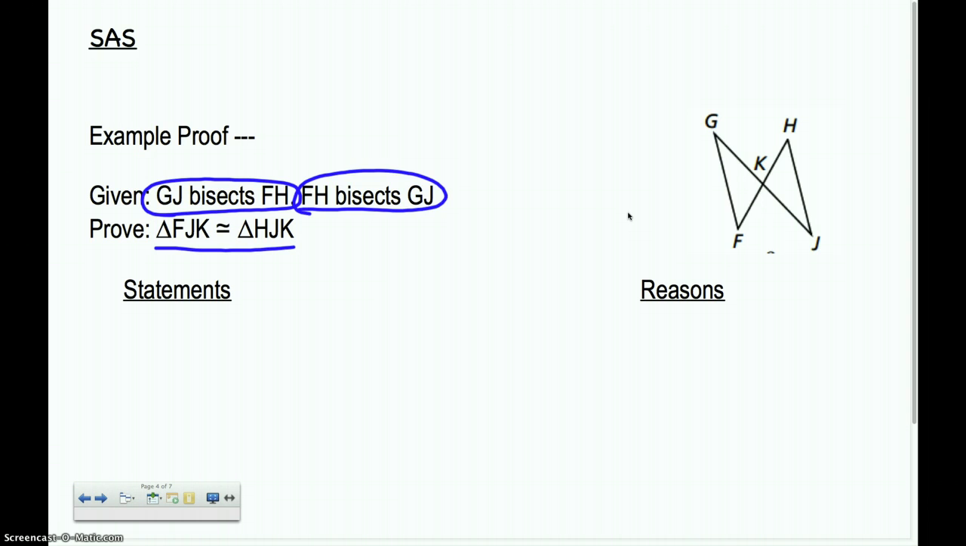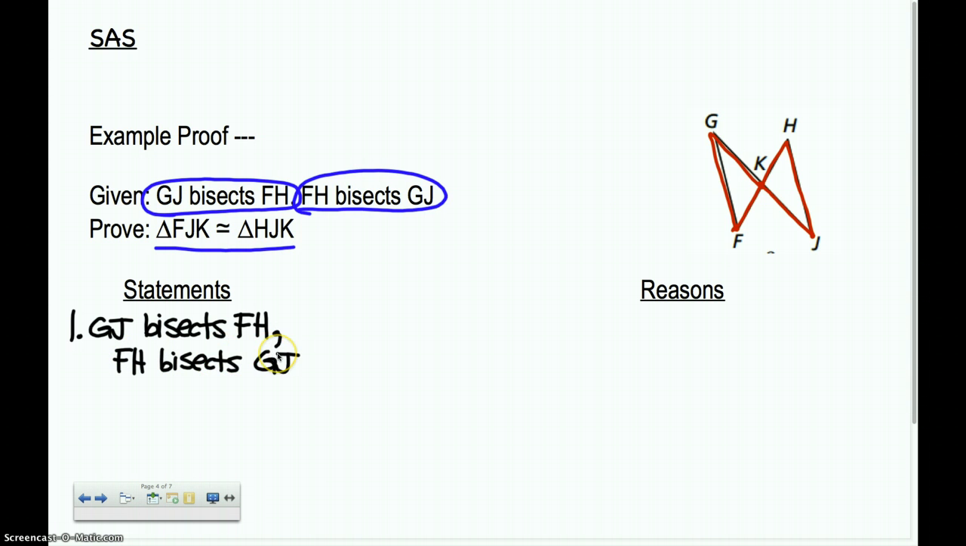Okay? Here's the two triangles that we're talking about. The one on the left and the one on the right. Kind of like a butterfly. We always start with the given. Let's start with the given. GJ bisects FH. FH bisects GJ. Given to us. Nothing to mark yet. We haven't actually shown anything congruent. We've just written what we know. We know this for sure.